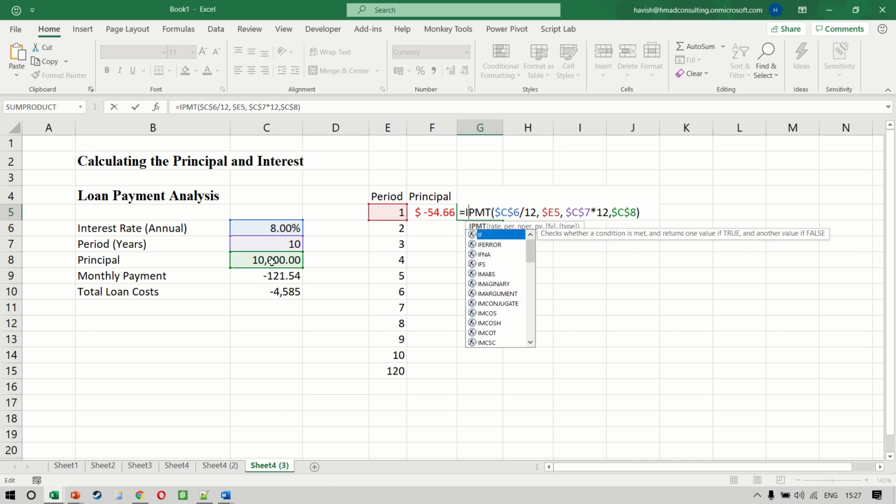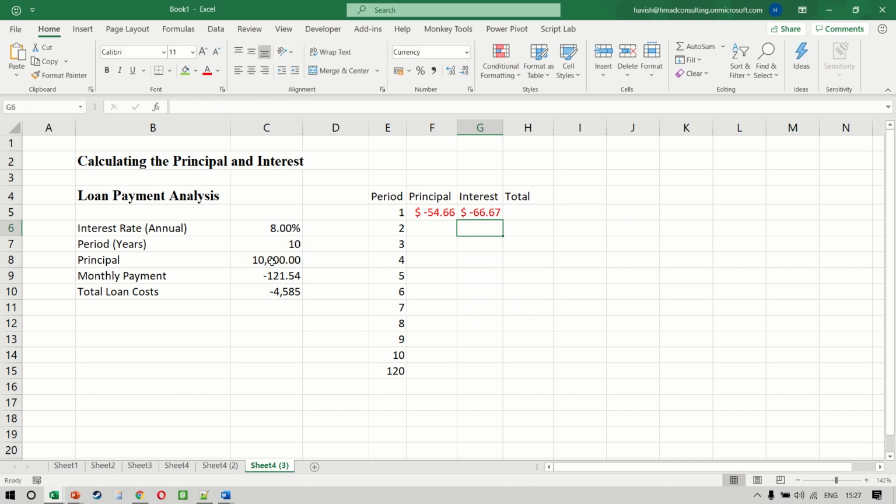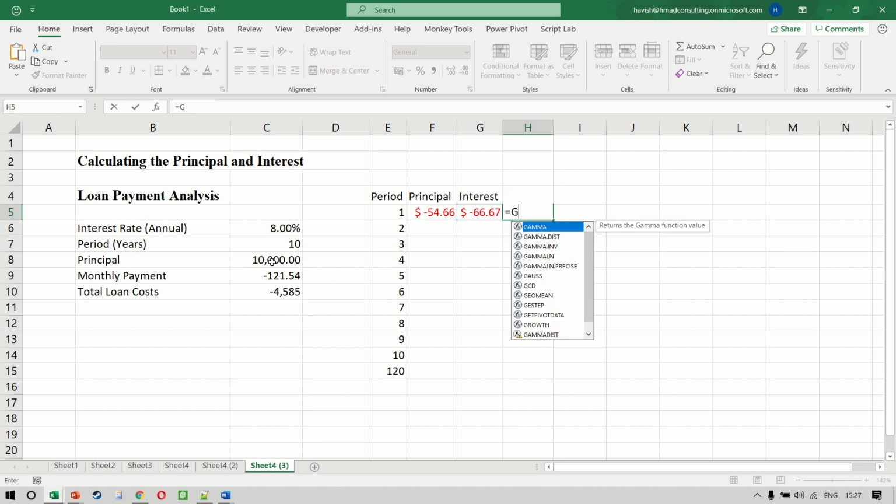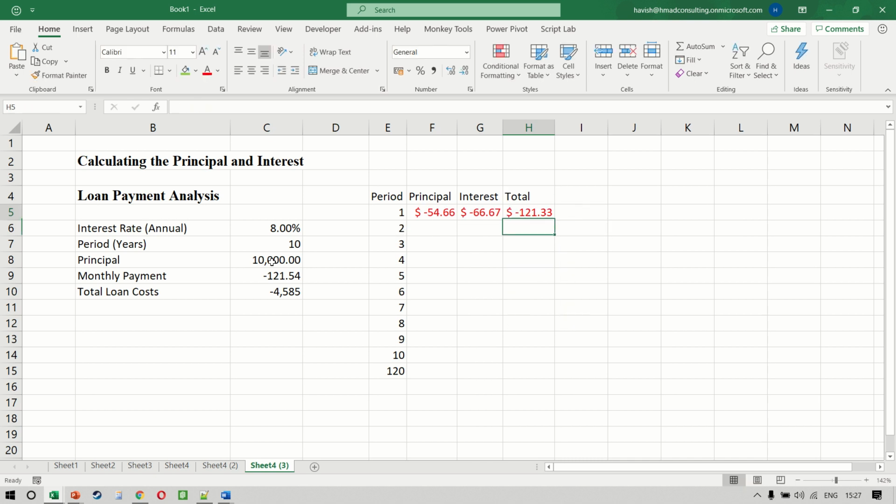And if you want to look at the interest, we can simply copy this entire formula and change the PPMT into IPMT. And as you can see, the interest is much higher than the principal amount. And if we add these up, we get 121.33, which is nothing but the total amount.